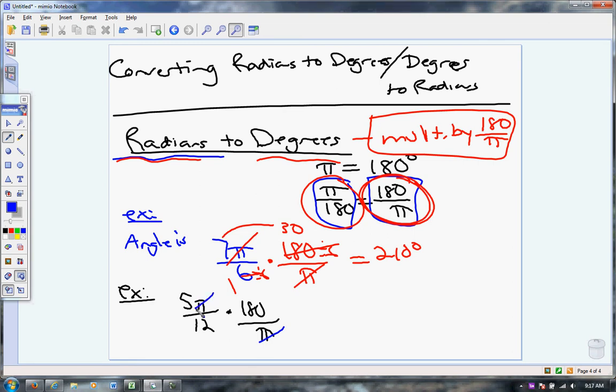12 will go into 180 evenly, by the way. Anybody know how many times? It's 15. 12 divided by 12 is 1. 180 divided by 12 is 15. 5 times 15 is 75 degrees. So that always works.